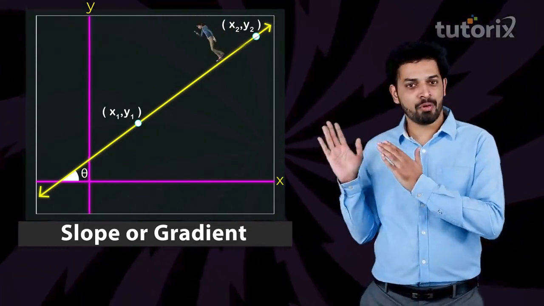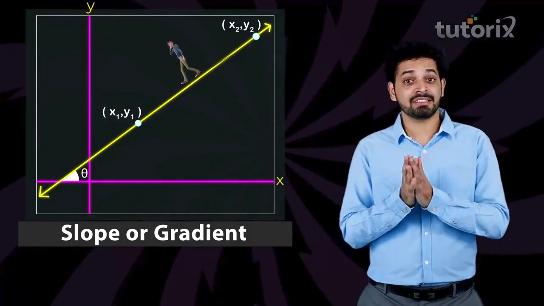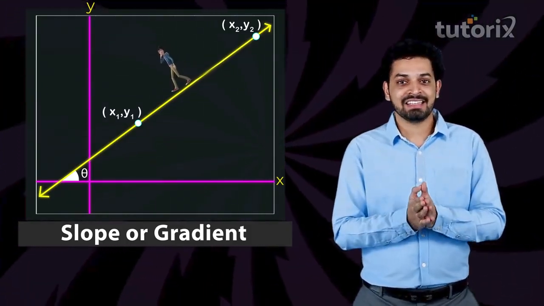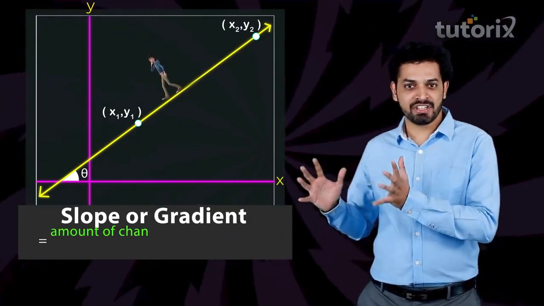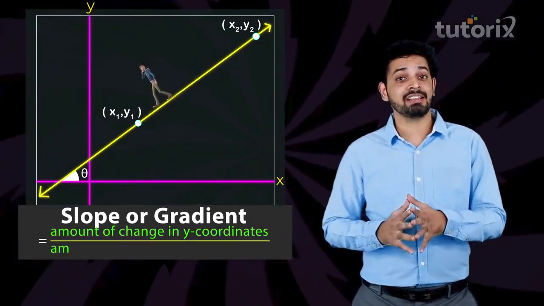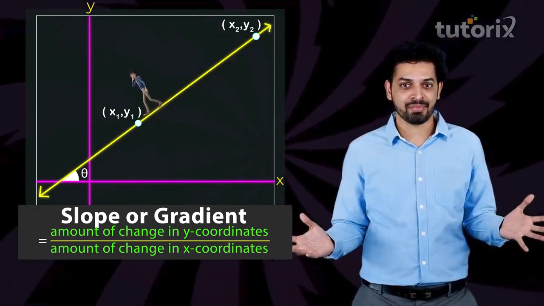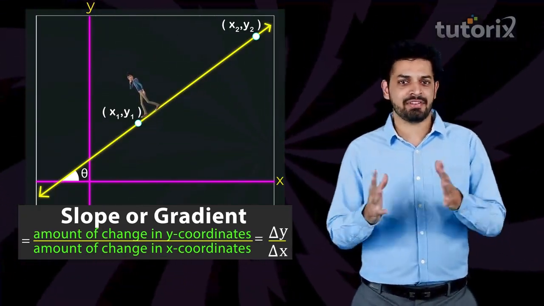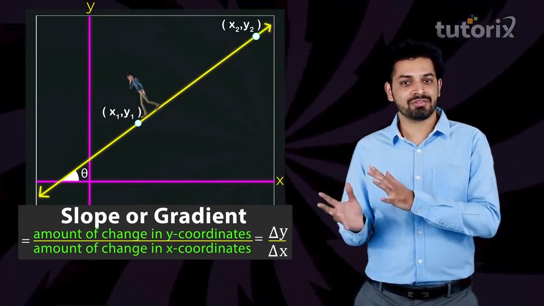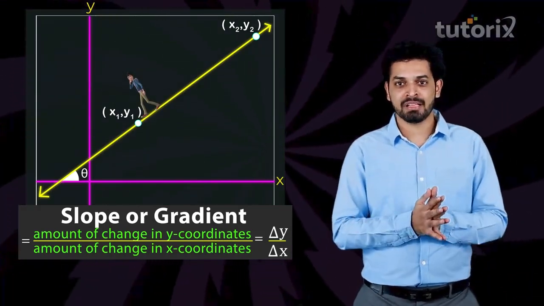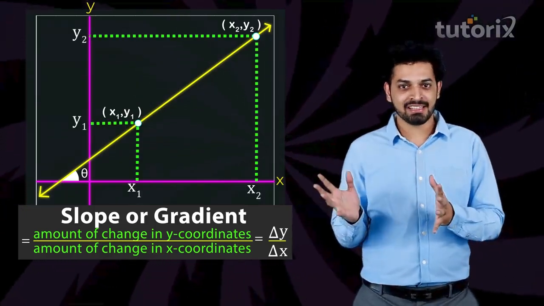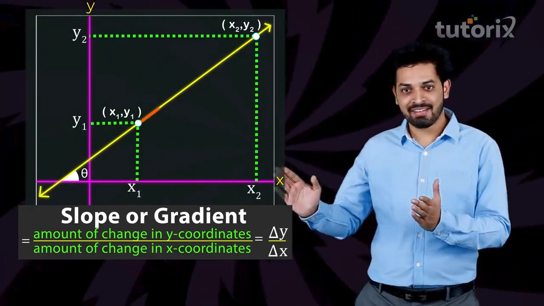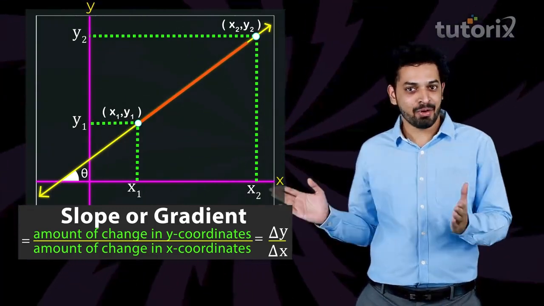If you travel from one point on the line to another point, then the slope or gradient of the line is defined as the amount of change in the y coordinates divided by the amount of change in the x coordinates. Well, delta x and delta y are just a fancy way to represent the amount of change in the x or y coordinates. Well, since we know 2 points on this line, let's start from the first point and travel along the line to the second point.